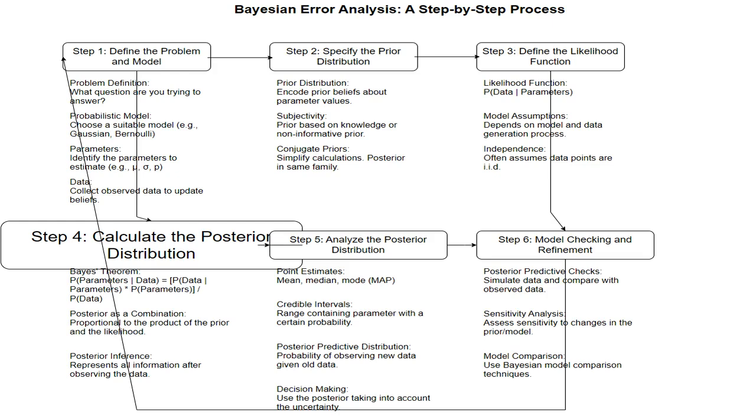Now, let's discuss that the posterior distribution, which represents our updated belief, is proportional to the product of the prior distribution and the likelihood function. This means the posterior reflects both the initial beliefs encoded in the prior, and the information gained from the observed data, captured by the likelihood.